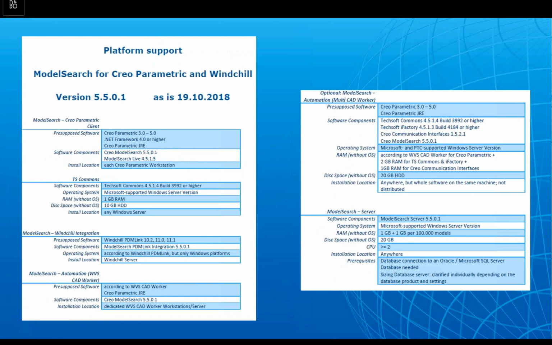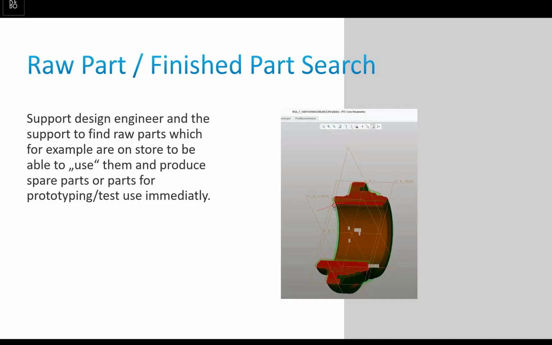So you have to be at least on Creo Parametric 3.0 or higher. We support 4.0 mostly in our implementations, and as well 5.0. And on the Windchill side, at least 10.2, most likely 11 or also 11.1. From the hardware requirements, you can read everything later on. You get all the slides as a download as well.